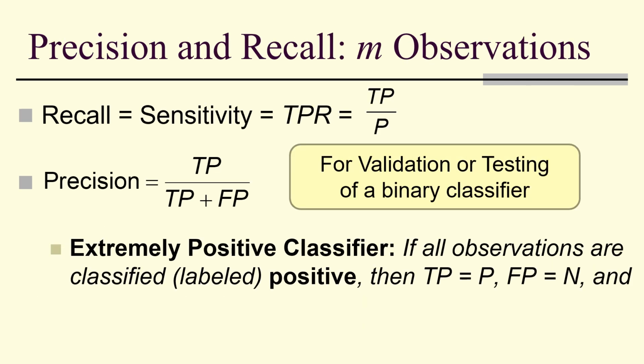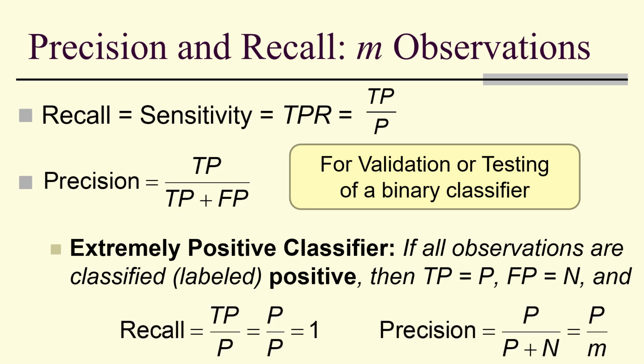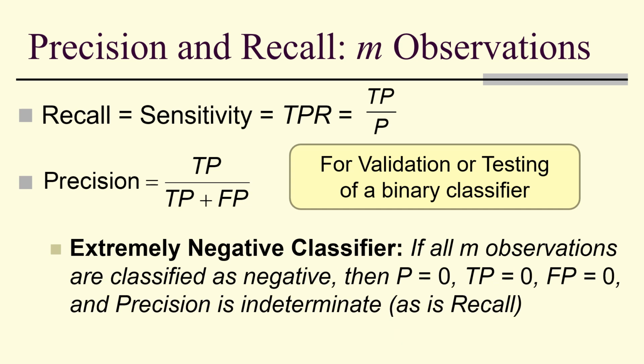Now, remember our extremely positive classifier? If all the observations are classified positive, then true positive is P, false positive is N, and recall is 1, precision is P over little m, M being the number of observations. If you have extremely negative, then P is 0 and TP is 0 and FP is 0. And precision is indeterminate because we would have a 0 over 0.